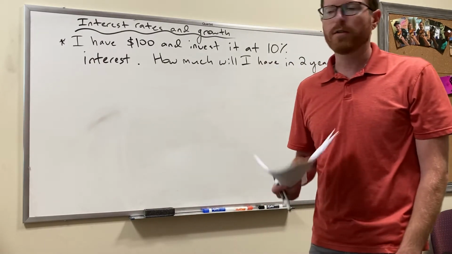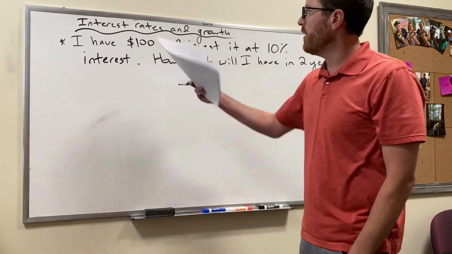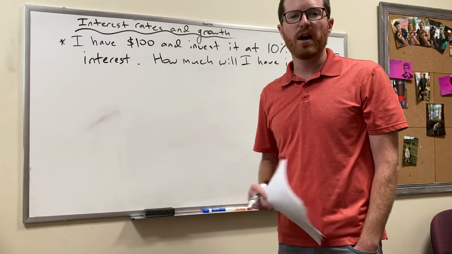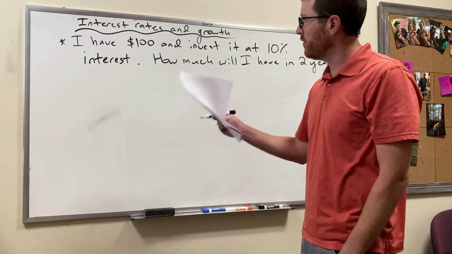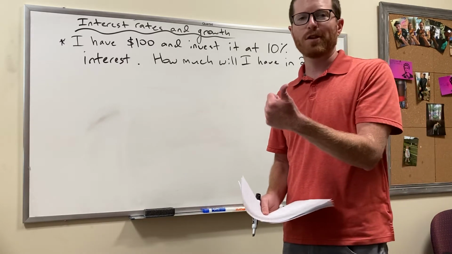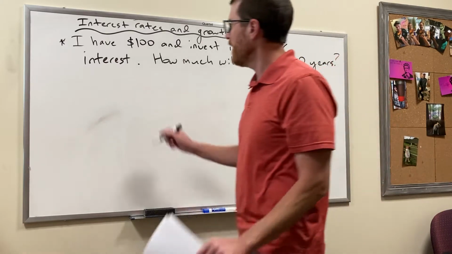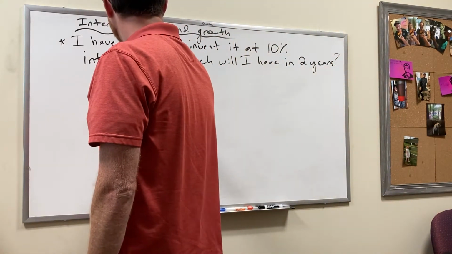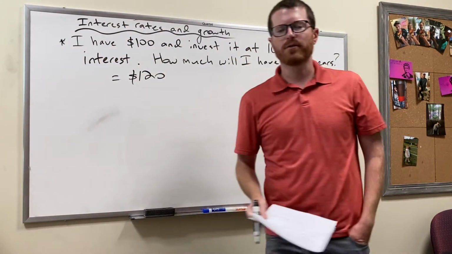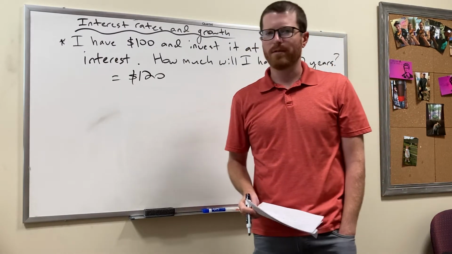The tendency here is to think, well, 10% of $100 is $10. So if you invest for 2 years, you'll gain $10 after year one, and you'll gain another $10 after year two. And that will leave you with $120. Of course, this is incorrect, right?